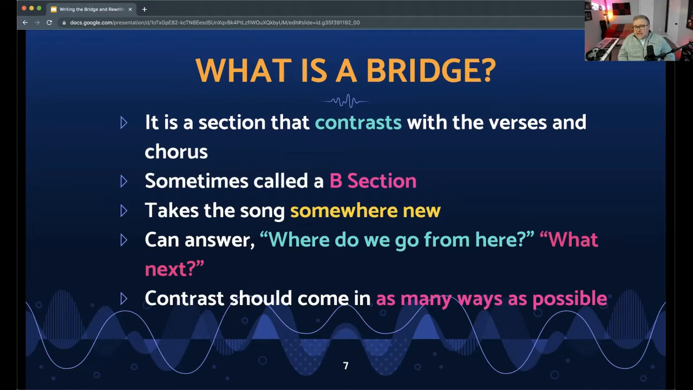From a content standpoint, a good way to think about what sort of lyrical content you have in a bridge is, where do we go from here, or what comes next? Or you could think of it as a summary too, or to summarize the thought process. And again, contrast should come in as many ways as possible. So that's lyrical contrast, it's melodic contrast, it's chord and harmonic contrast, and then also contrast in the groove and the rhythms as well.